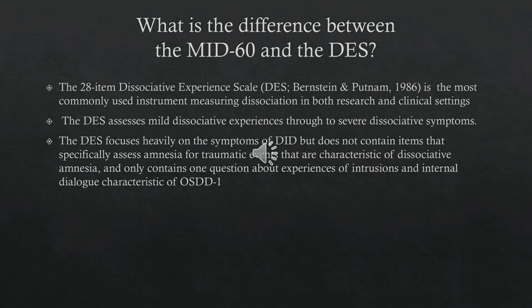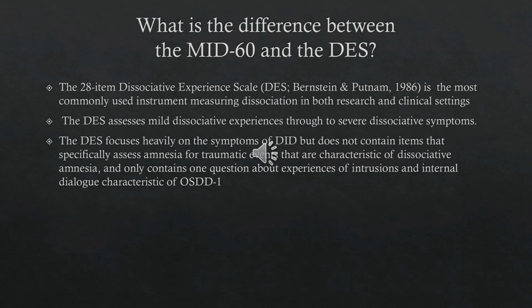The dissociative experiences scale, which was designed by Bernstein and Putnam in the mid-80s, has been used really widely. Its 28 items make it really easy to use, and it's excellent at picking up dissociative identity disorder and the most extreme forms of dissociation. It also picks up mild dissociation and more normal forms of dissociation.